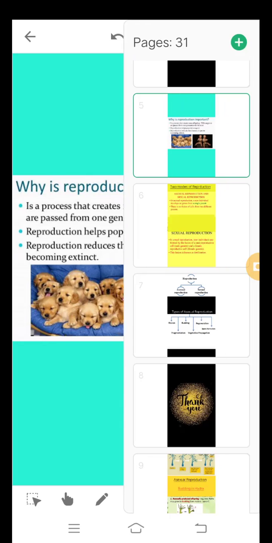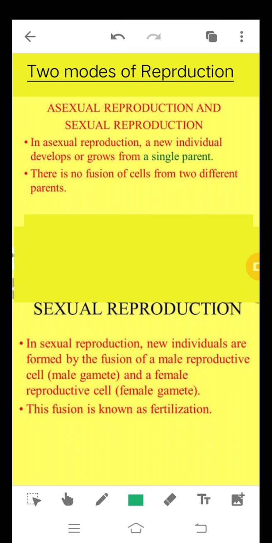Now, there are two modes of reproduction, asexual and sexual. In asexual reproduction, a new individual develops or grows from a single parent. There is no fusion of cells from two different parents. So that means in asexual reproduction, there are no two parents involved.